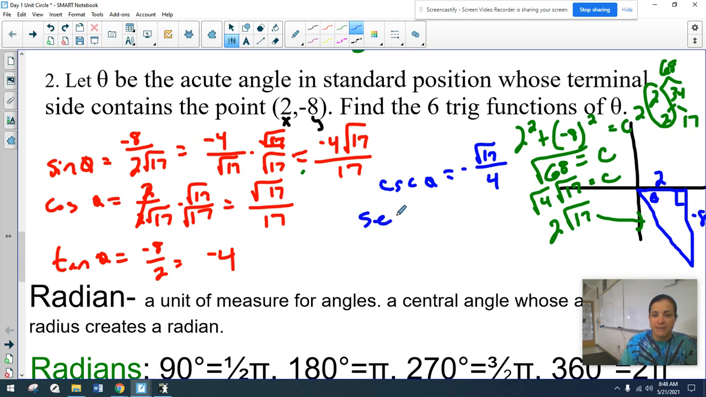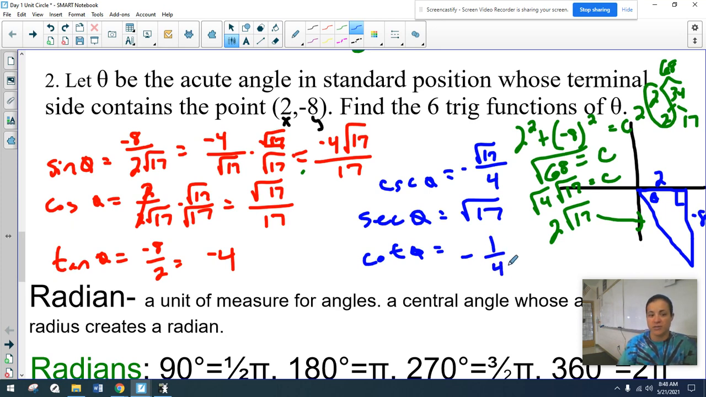Okay, and then secant. Secant is going to be this one flipped, so square root of 17 over 1, which is just the square root of 17. And then cotangent is this flipped. So you have 2 over negative 8, which reduces to a negative 1/4. Those are your 6 trig functions. So those are the things you're going to be dealing with the most.